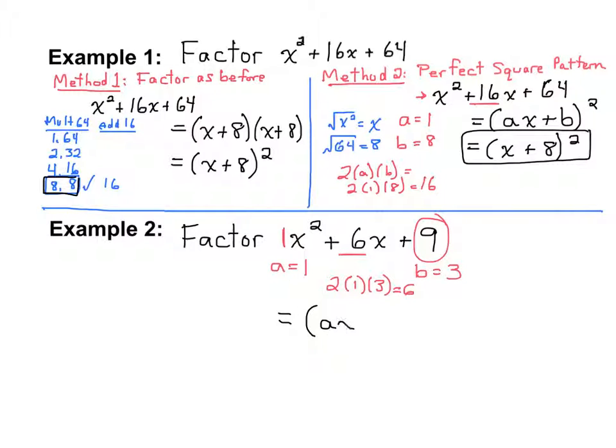We're going to use the ax plus b form because our middle coefficient was positive, and we are left with a is 1, so we don't sub it in, x plus 3, and then squared because our b value was 3.